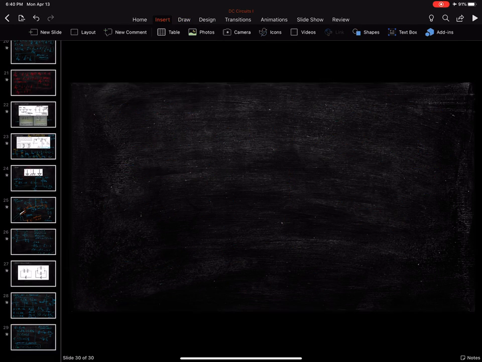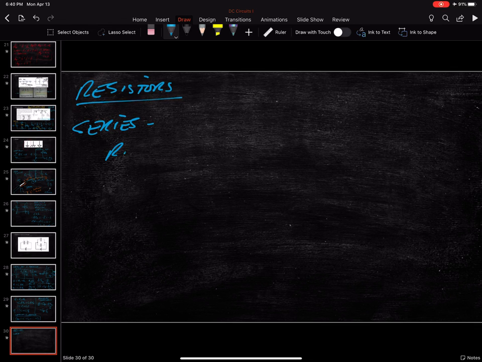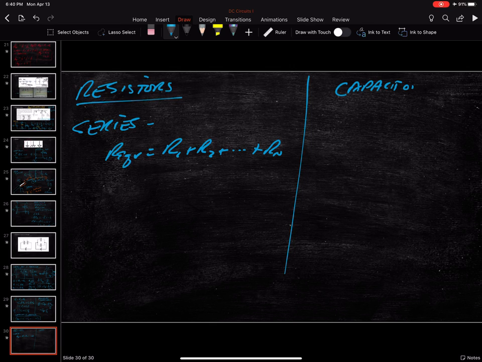Okay, so let me write that down. So, resistors in series, you write R equivalent is equal to R1 plus R2 plus however many you got. Capacitors in parallel, C equivalent is equal to C1 plus C2 plus however many you got. So they're the opposite thing. Now, resistors in parallel.